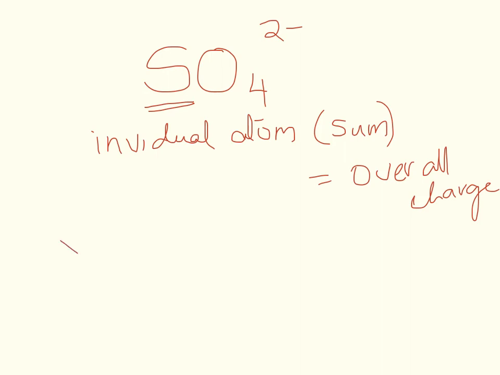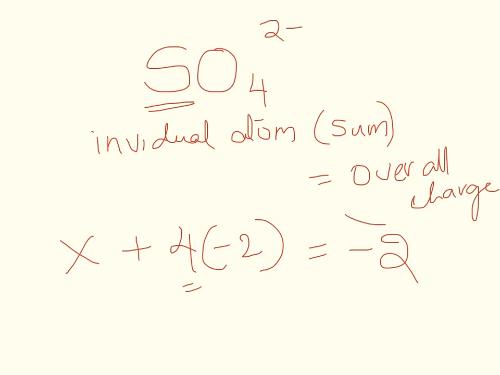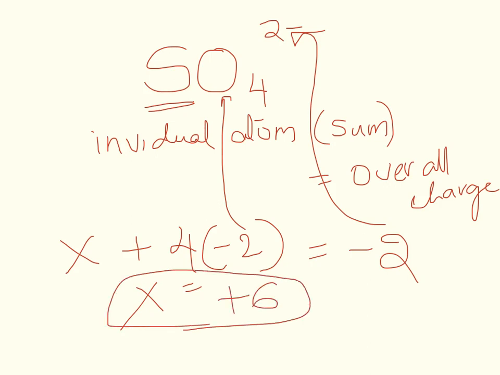Oxidation number of sulfur, which I am going to say is X. Oxidation number of oxygen is -2. So X plus 4 times -2 is equal to -2. And this -2 is coming from the rule that oxygen is always having an oxidation number of -2. So X will be equal to +6. So the oxidation number of sulfur in sulfate ion is +6.